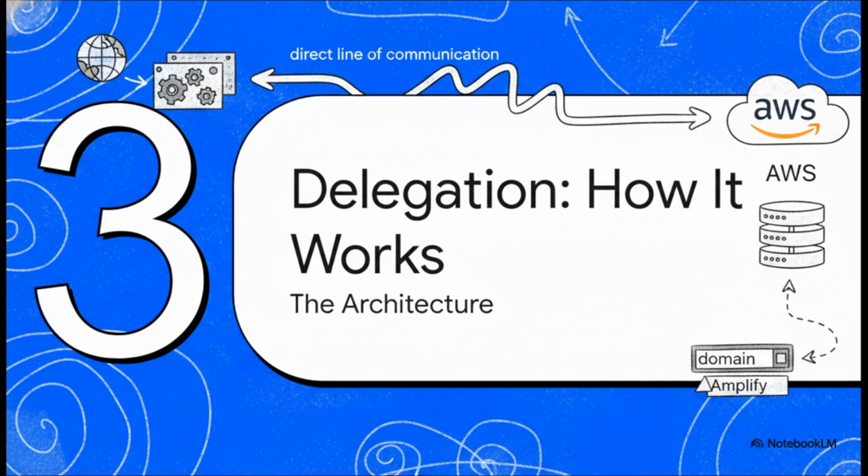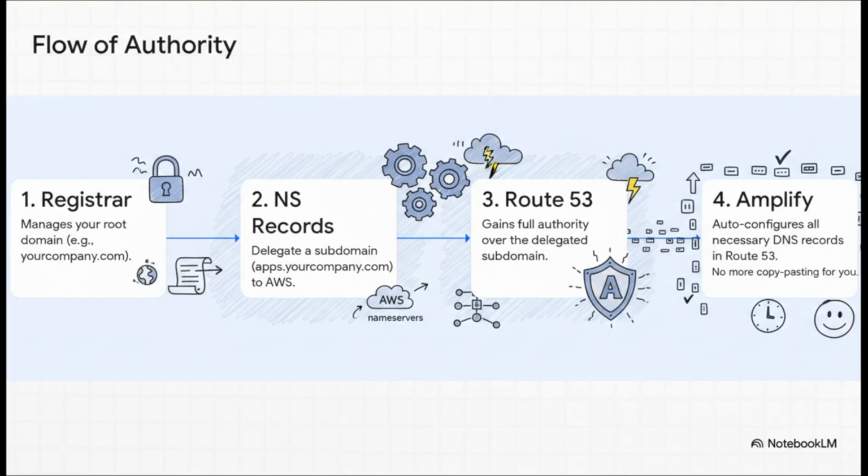So how does this magic actually work? It's surprisingly elegant. Instead of you being the person in the middle, frantically copying and pasting records, you just create a direct, trusted connection between your registrar and AWS. Here's how that authority flows. Your registrar still handles the main domain, but you add a special type of record, an NS or name server record. All this does is tell the world that for the app's subdomain, the absolute source of truth is AWS.